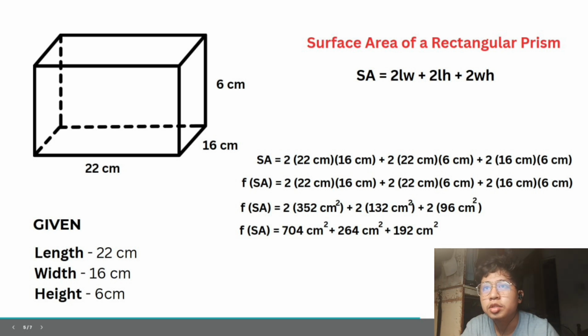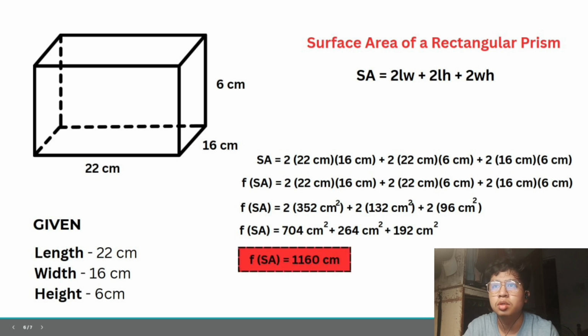Now, we are going to add these three numbers: 704 centimeters squared plus 264 centimeters squared plus 192 centimeters squared is going to be 1,160 centimeters squared. Therefore, 1,160 centimeters squared is the surface area of our gift box.